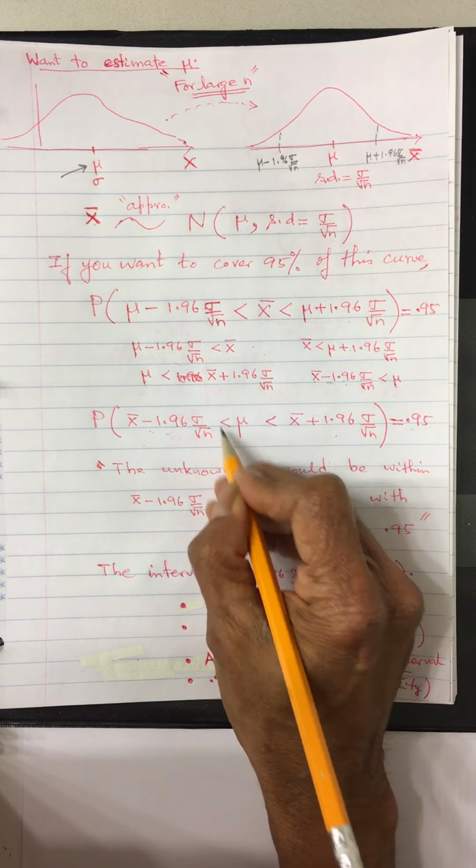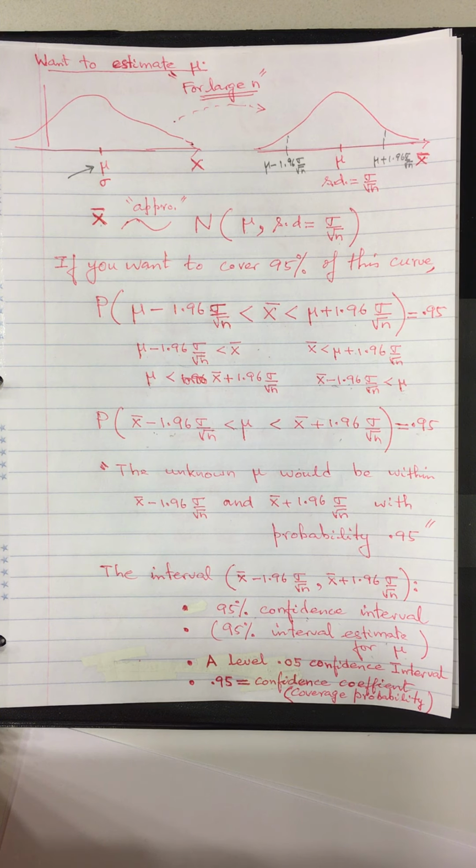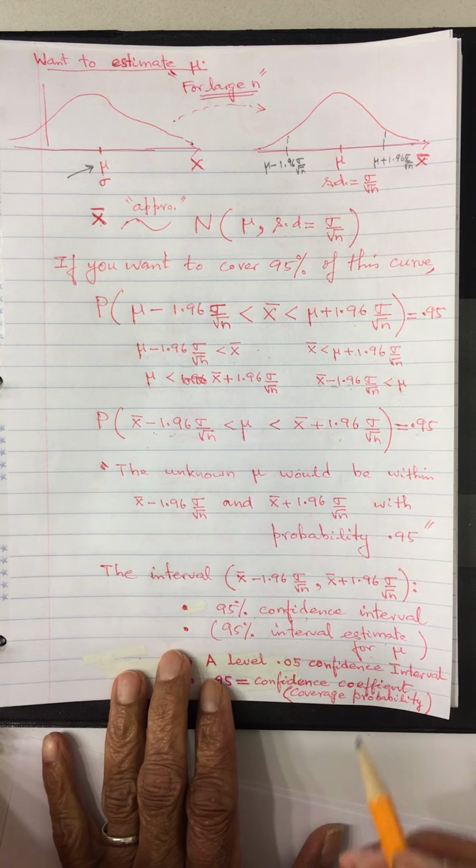Or sometimes, a more technical word, 0.95 confidence coefficient. So if you express 95% as a fraction, it's 0.95 confidence coefficient, which is the coverage probability. Coverage probability means the coverage is 95%, 0.95. That is the confidence coefficient. So basically, if you want, say for example, a 90% confidence interval, you should be able to tell me now what you need to do.